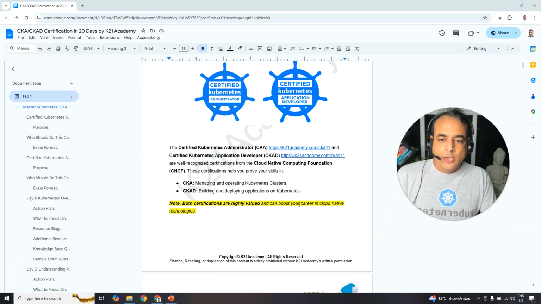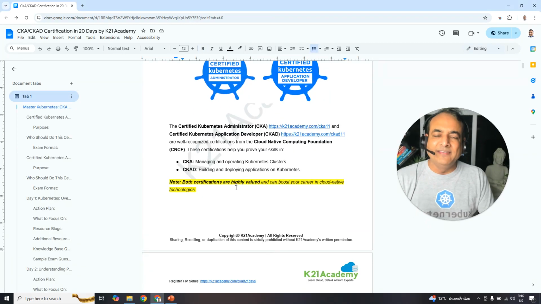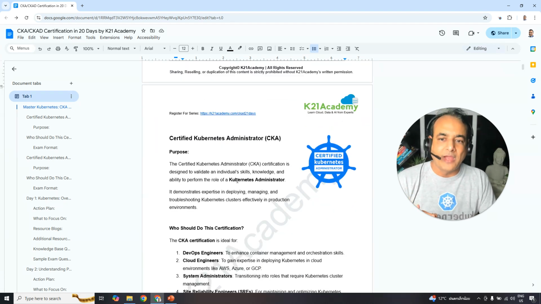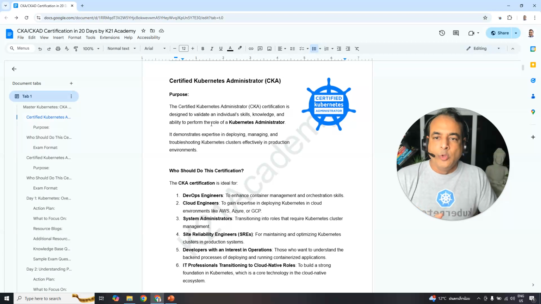As I said, CKA and CKAD: CKA is for Certified Kubernetes Administrator and CKAD is for Application Developer. Primarily, if you're working as an administrator or on an operations team, this is where you're going to focus, on CKA. If you're working as a Kubernetes developer, you're going to go for CKAD. And if you're working as an architect, then you should be doing both of them.